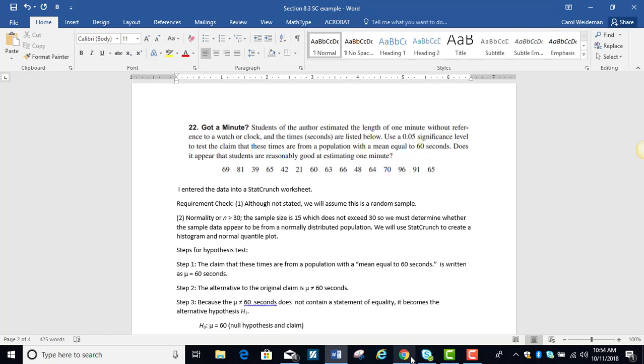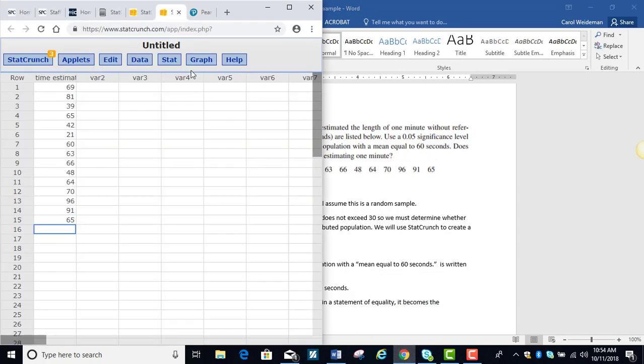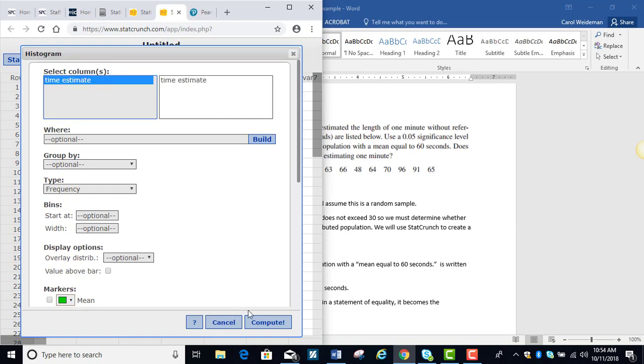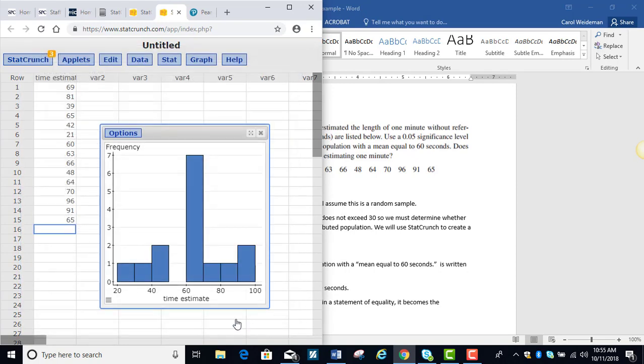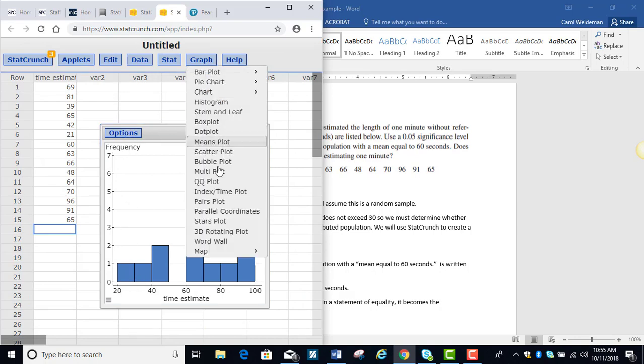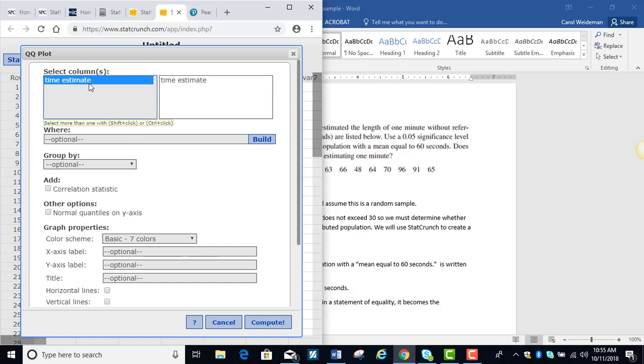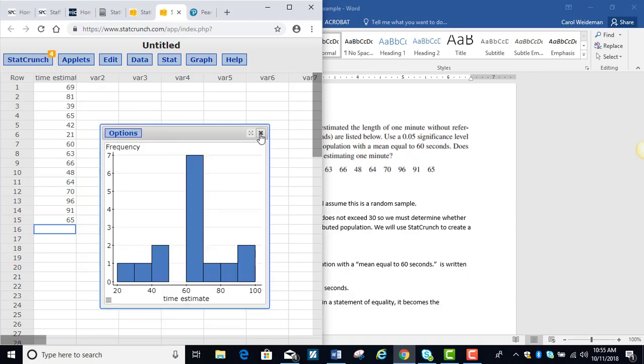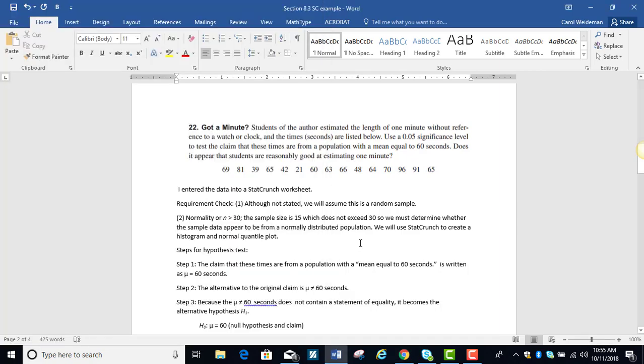We will use StatCrunch to create a histogram and a normal quantile plot. So Graph, Histogram, select my time estimate. And it doesn't look too bad. It's a small sample size. I'm going to go ahead and also do a QQ normal quantile plot, because we usually get a better estimate with this when we have a small sample. And if I look here, I don't see any pattern other than following a straight line. So I'm going to go ahead and say it's reasonable to assume that the data come from a normally distributed population. Okay, steps for the hypothesis test.